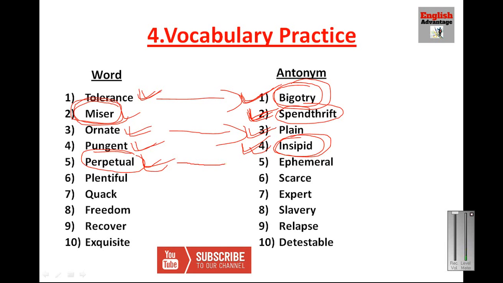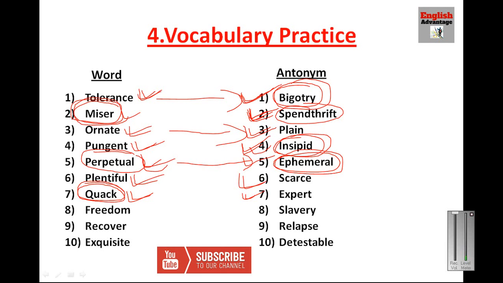So the exact opposite of this word will be ephemeral. Ephemeral means temporary, transient. Plentiful means sufficient. At the same time, scarce means it's lacking in quantity. Quack, this word is used for doctors. If you are not a qualified doctor, if you do not have sufficient degrees, you are a quack. At the same time, if you are qualified, you are called an expert.